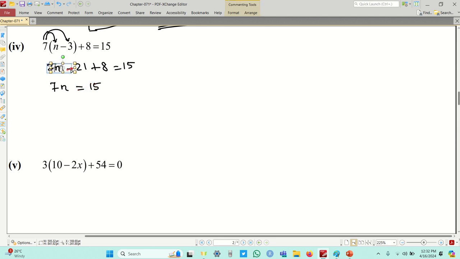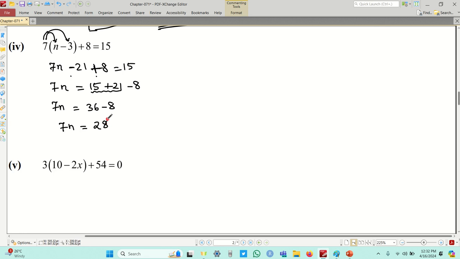Now, this minus 21 will change into plus 21, and this plus 8 will change into minus 8. Now, 7n is equal to, add 15 plus 21. 15 plus 21 is 36, minus 8. So 7n is equal to 36 minus 8, which is 28.